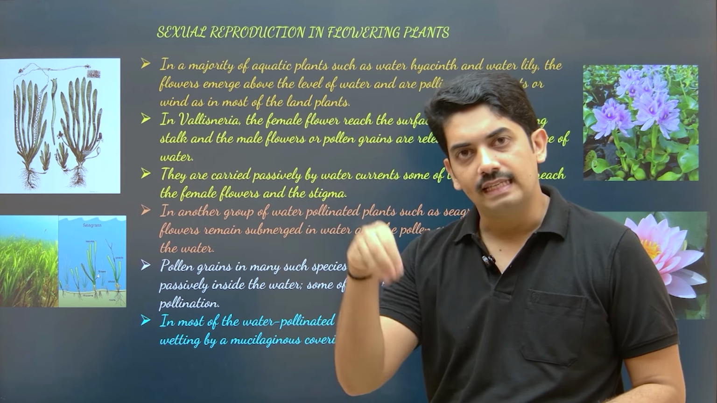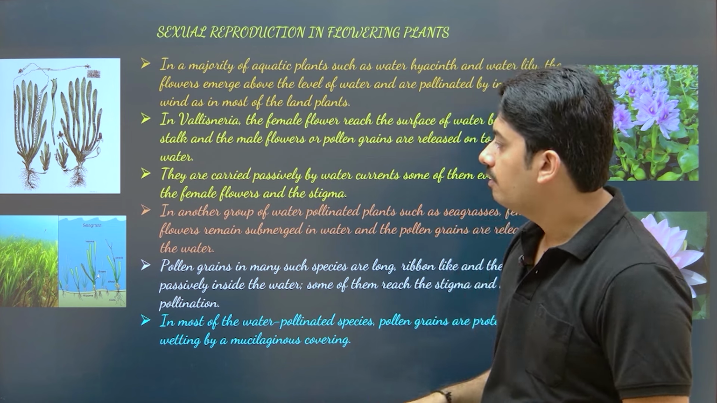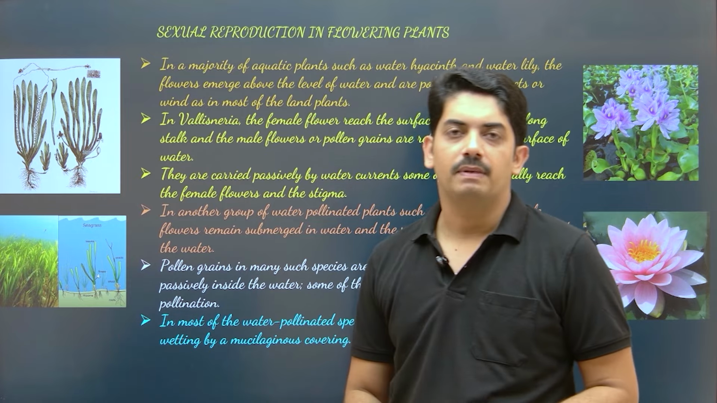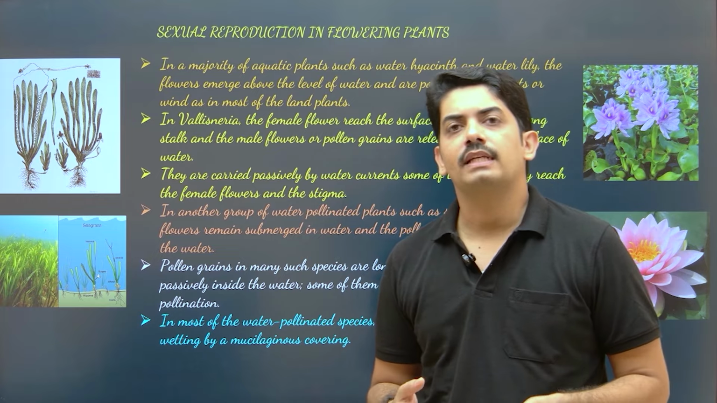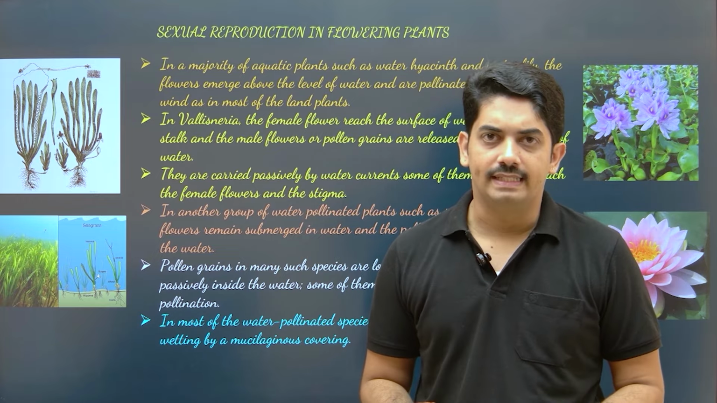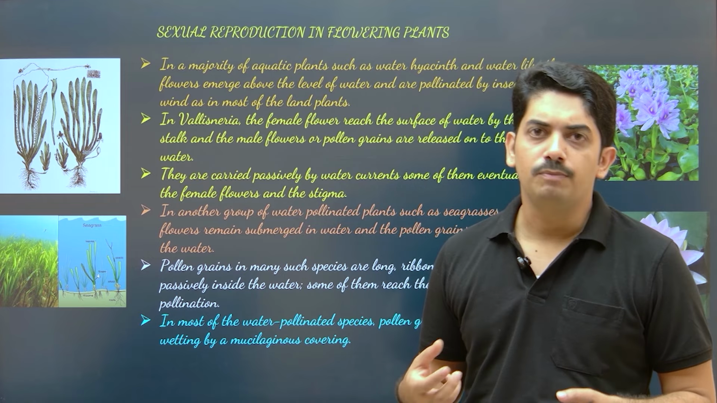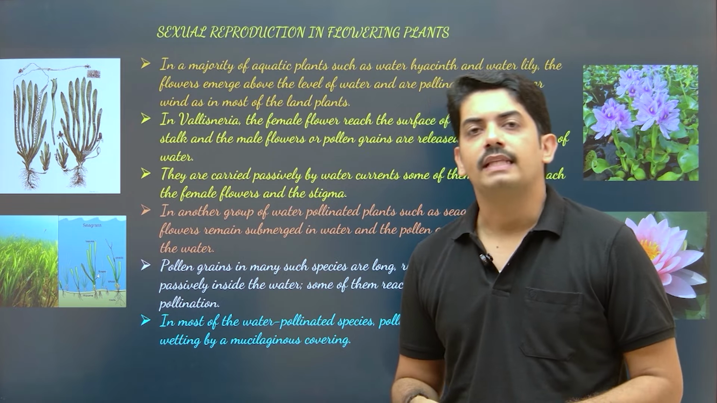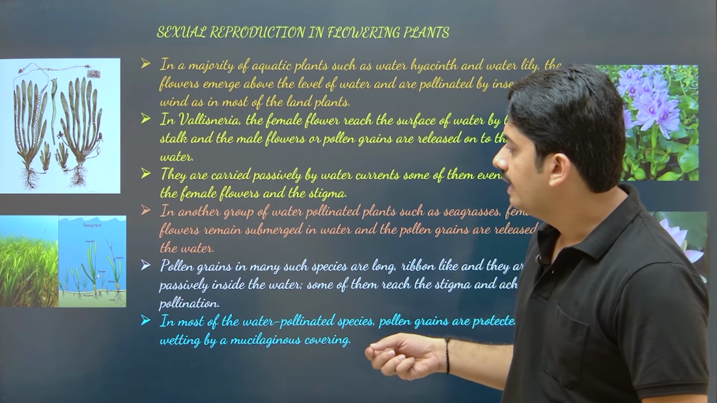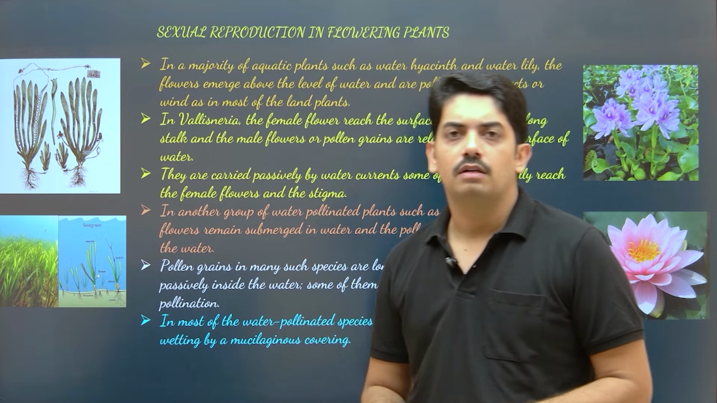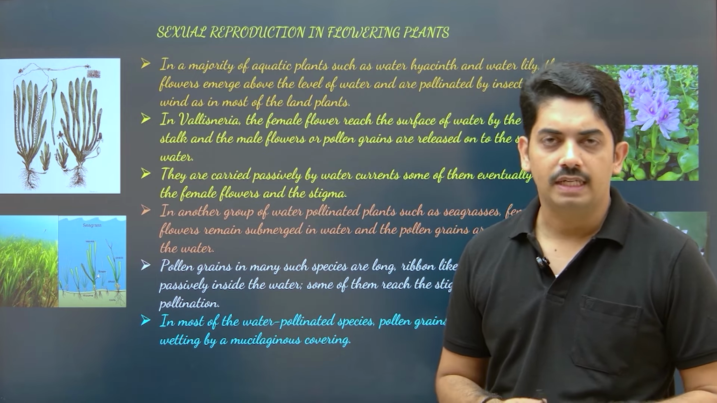They are released in the water, and with the help of water current, pollination takes place. Now one thing is very important here: how do these pollen grains not get wet? They have a special mucilaginous coating that protects the pollen grain from wetting. And then when they reach the female flower, pollination takes place.